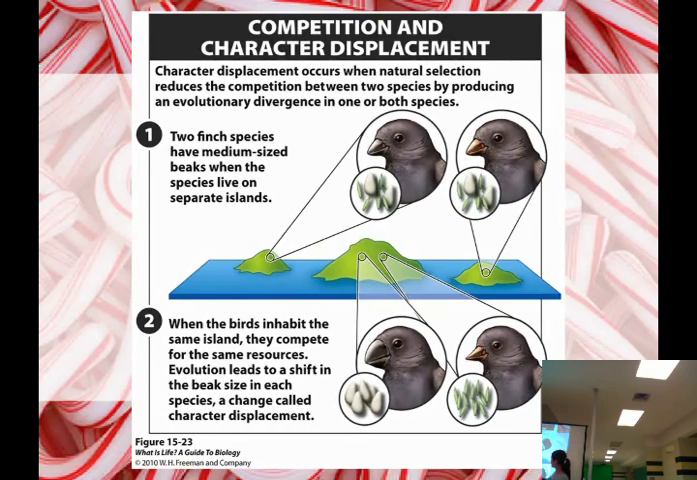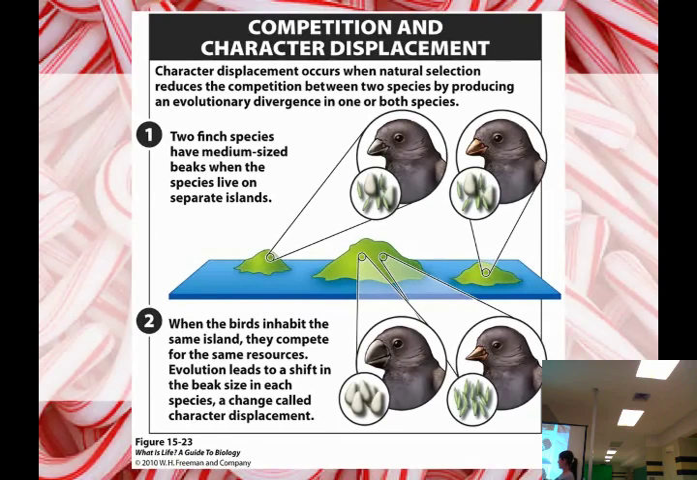And so eventually, when they're on the same island, they would be competing. And so if this one does better and eats the larger seeds, and this one does better and eats the smaller seeds, then they're able to live in the same environment and coexist. But if they were duking it out amongst similar-sized beaks, then one species might be able to exclude the other species and be able to survive and get all the seeds and get all the energy and have all the babies. And so this is competition where they are competing for resources.